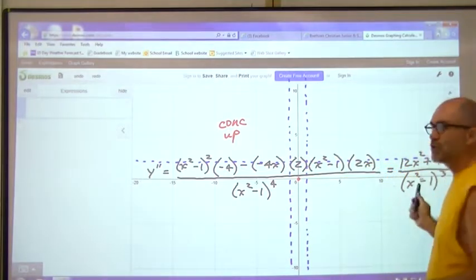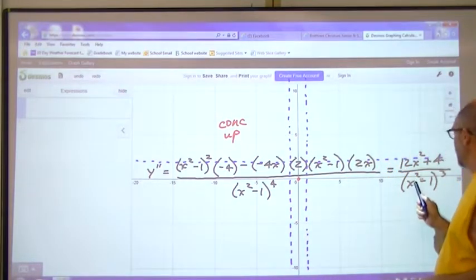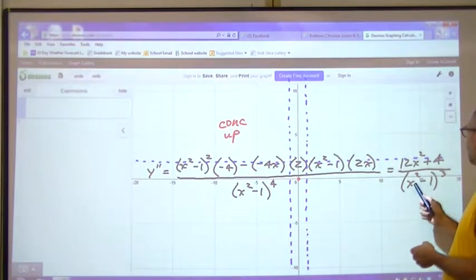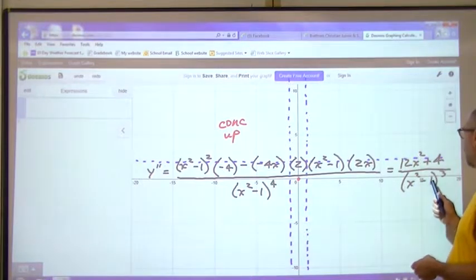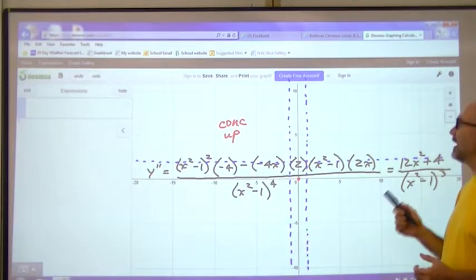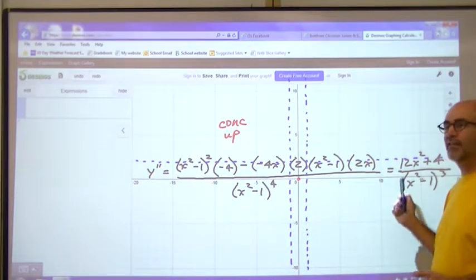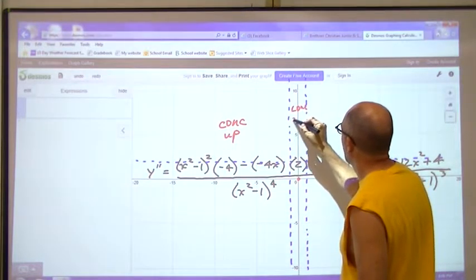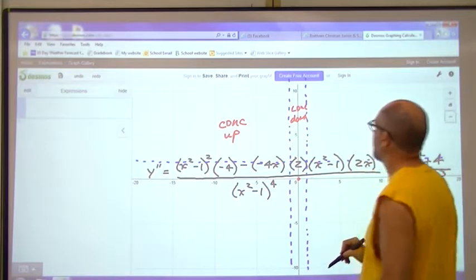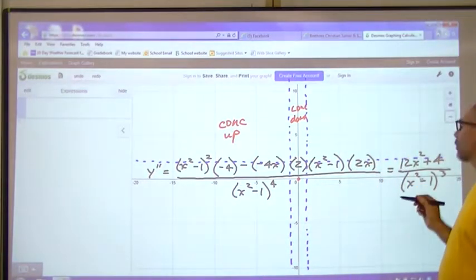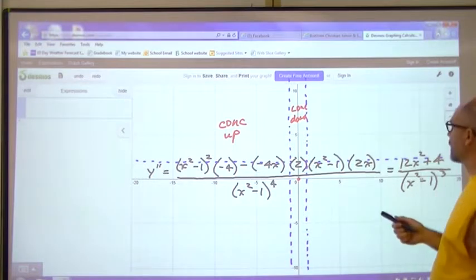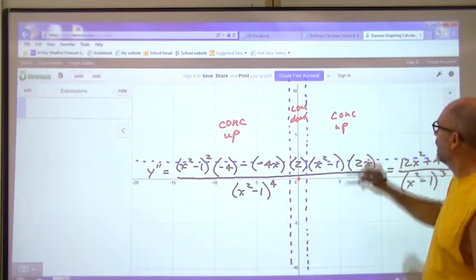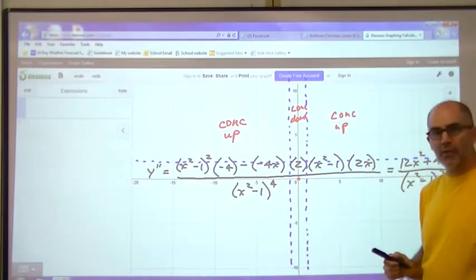Now, in between negative 1 and positive 1, when I square that number, I'm going to have a number less than 1. Now, if it's less than 1 and I subtract 1, that means I have a negative number. Cubed makes it negative. Top's positive, bottom's negative. That means it's concave down in between negative 1 and 1. Now, if I put in a number greater than 1, I square it, subtract 1, that's going to be positive. So I have concave up again to the right of positive 1.